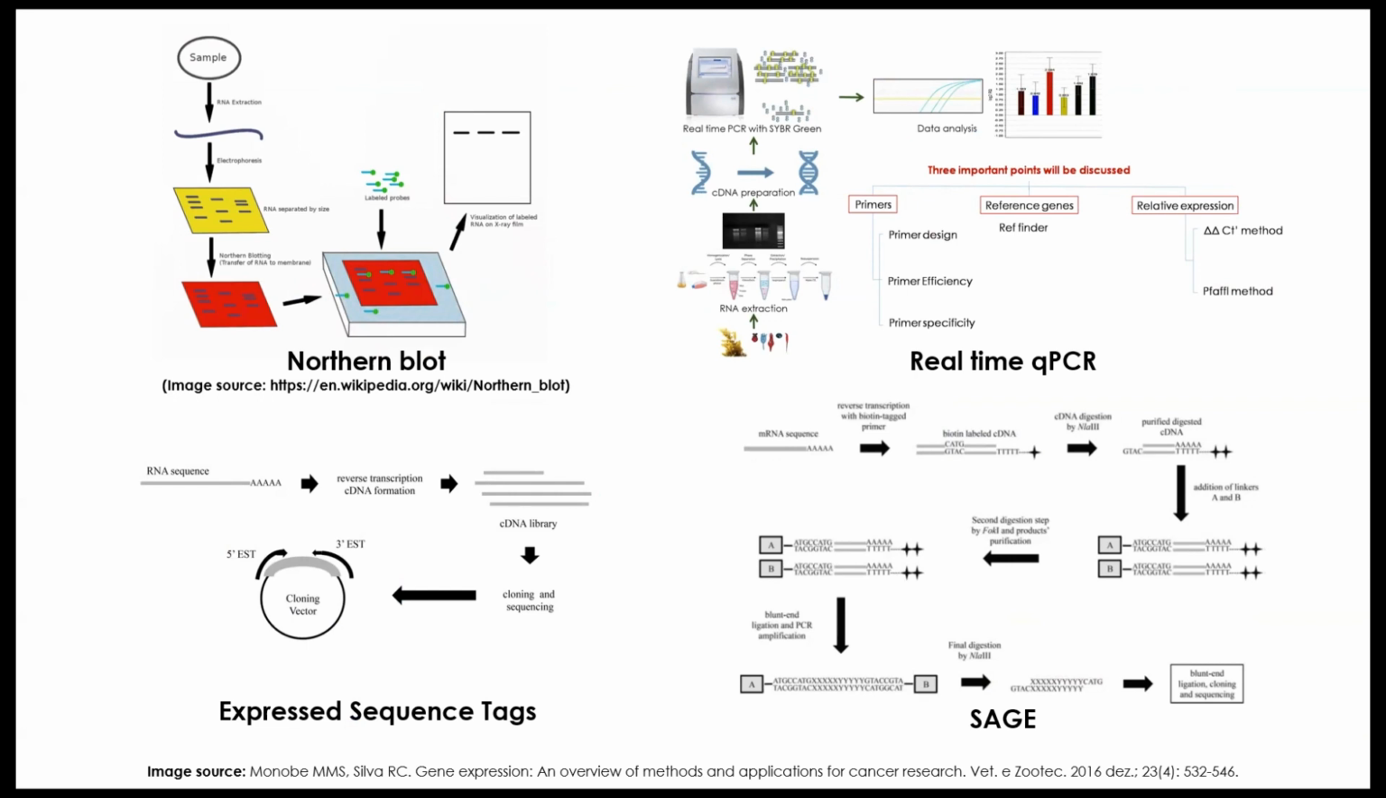I will not go into detail, but you can see that there is a northern blot, wherein, as I said, the gene or the transcript is transferred onto the membrane, and that membrane is labeled with the probes. After the probe labeling, you can develop it onto X-ray film and check how much gene expression has happened. Real-time qPCR we will look at in more detail in the coming videos and slides. You also have methods like expressed sequence tag, where you sequence the cDNA library and then check how many times that particular sequence, gene or transcript is present in your sample. Similarly, we have SAGE analysis.